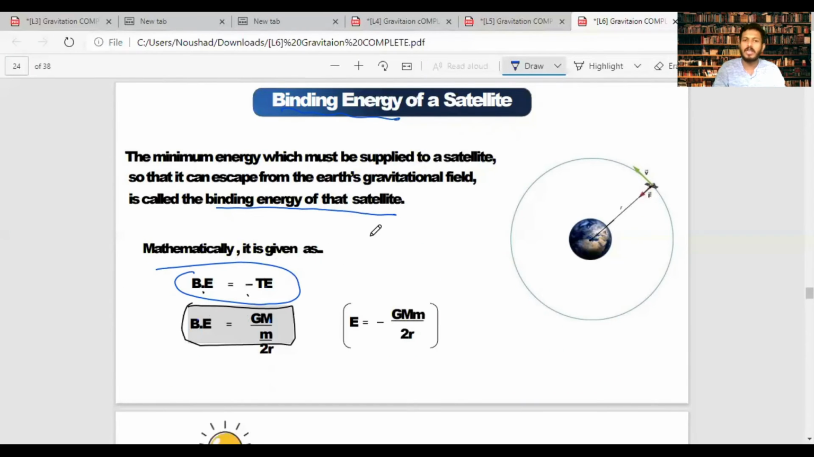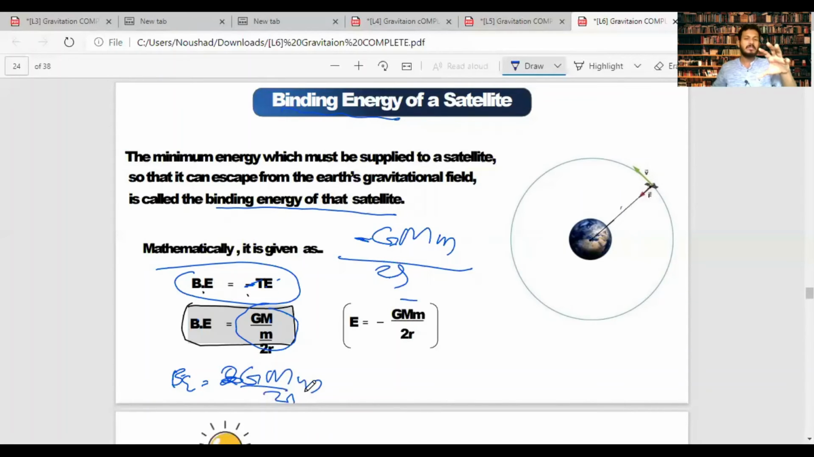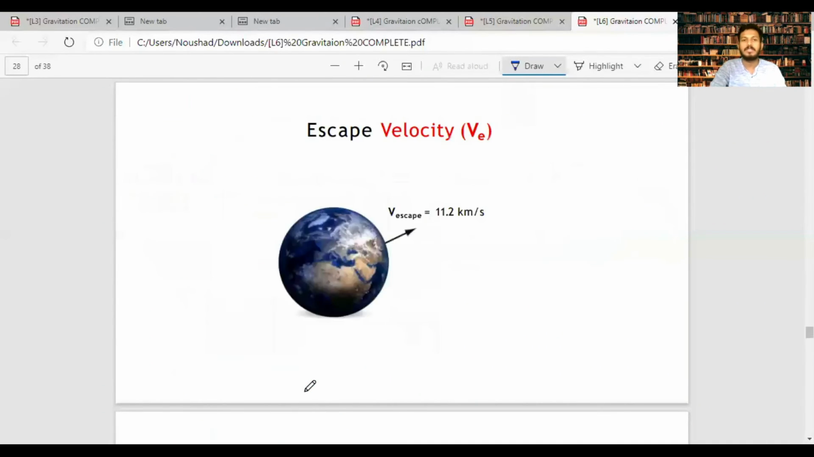Binding energy equals the total energy, which we have studied is minus GMm divided by 2r. There is a minus here and a minus there, so minus minus is plus. The equation is GMm by 2r, the binding energy. What does it mean? We have to oppose the total energy to send a satellite. That's it.